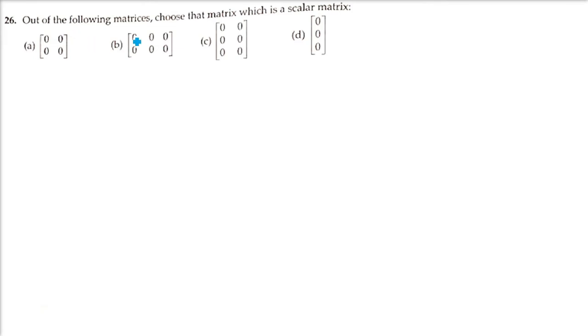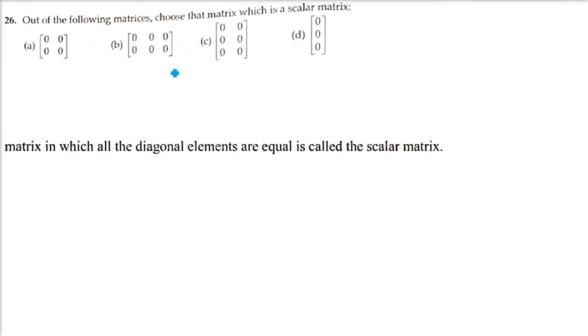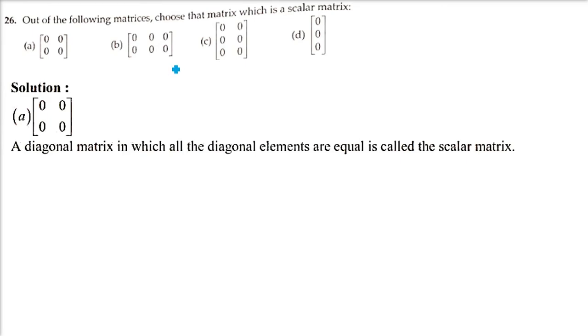Out of the following matrices, choose the matrix which is a scalar matrix. Now, a scalar matrix has to be a square matrix. It cannot be m by n, it has to be n by n. Now, these three are not candidates because they are not square matrices. But the first one, A, is a square matrix, and a diagonal matrix in which all the diagonal elements are equal is called a scalar matrix. So here 0, 0. If you take the diagonal of the first one, they are equal.